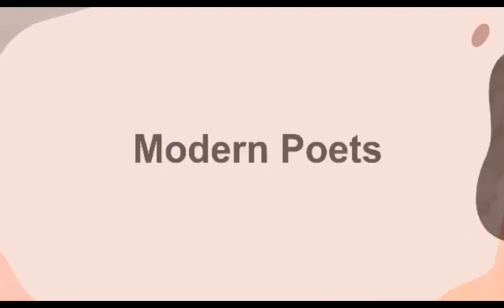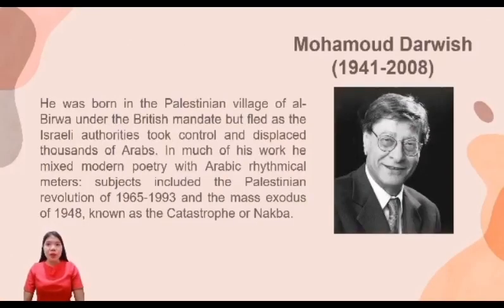Arabian famous authors and their works in modern time. Mahmoud Darwish was born in the Palestinian village of Al-Birwa under a British mandate, but fled as the Israeli authorities took over and displaced thousands of Arabs. In much of his work, he mixed modern poetry with Arabic rhythmical meters. Subjects include the Palestinian Revolution of 1965 to 1993 and the mass exodus of 1948, known as the catastrophe or Nakba.